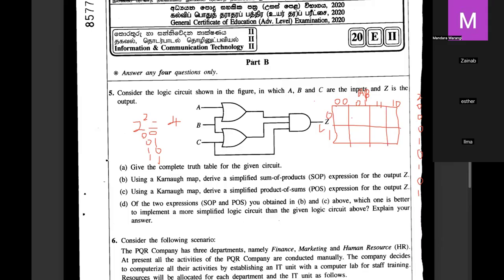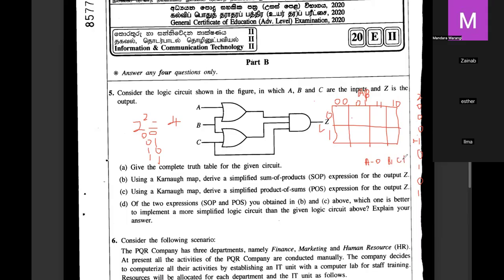And then what we need to do is fill the ones in the Karnaugh map. First, we need to fill the ones in the Karnaugh map. So here, 1 came here. As I can remember, the input combination here was A 0, B 1 and C 1. So A was 0, B was 1, and C was 1.